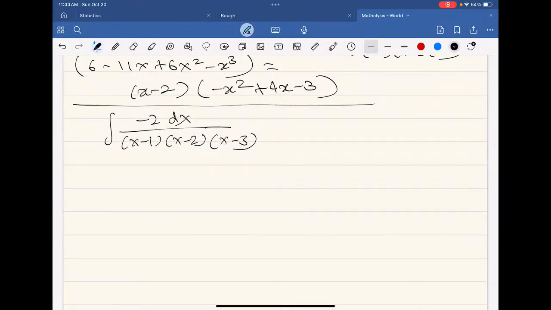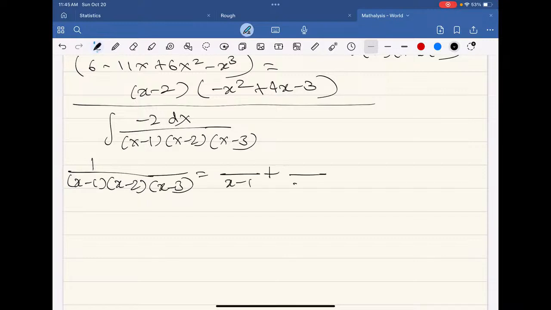At this point, what we can do is try to break this into partial fractions. For that, I have a good rule called the cover-up rule. Let's say I want to break this into partial fractions. I do know that this will be a by x minus 1 plus b by x minus 2 plus c by x minus 3. Now how to find this a, b, c, right?